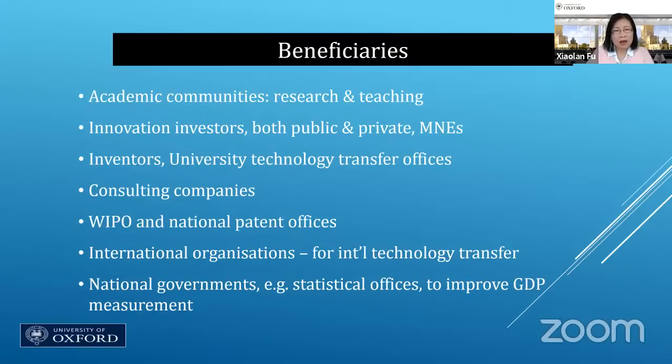And this can also be used by international organizations dedicated to international technology transfer to help the developing countries. And of course, as Mark Logan has mentioned, the national governments, like the statistical offices, can improve their measurement of their national gross production by including the measurement of knowledge. Currently, the GDP only measures the production in manufacturing, services and agriculture, and knowledge production has not been taken into account. So all this tool can be used by so many communities.